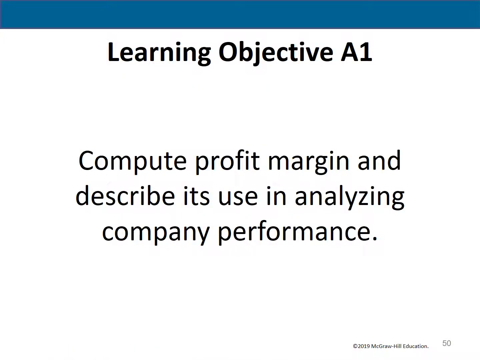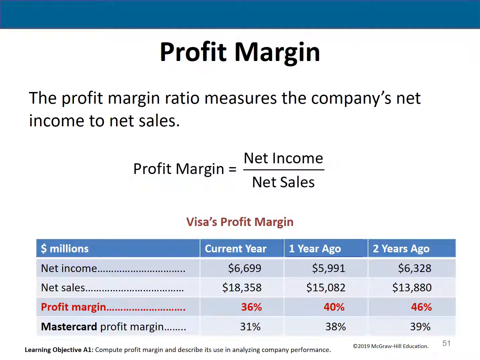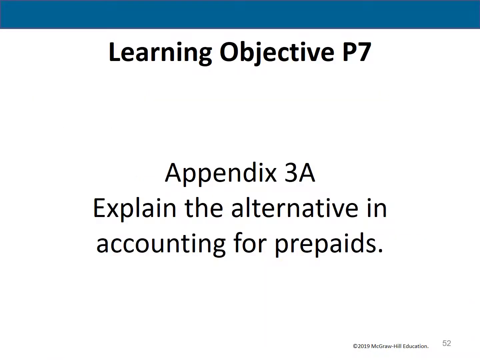We're going to bypass profit margin and its use in analyzing company performance. You're not responsible for that. You could read through it, and we're bypassing the appendix. So there also are some alternative ways of recording information in our accounting system. You're more than welcome to read through them, but you're not responsible for them.